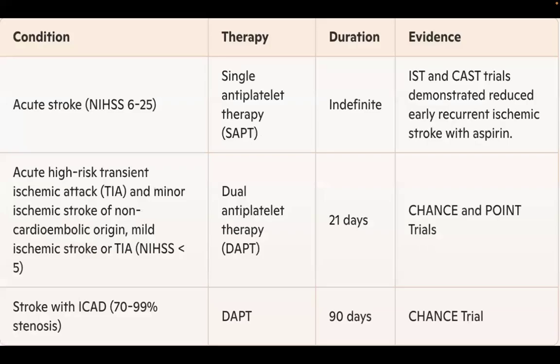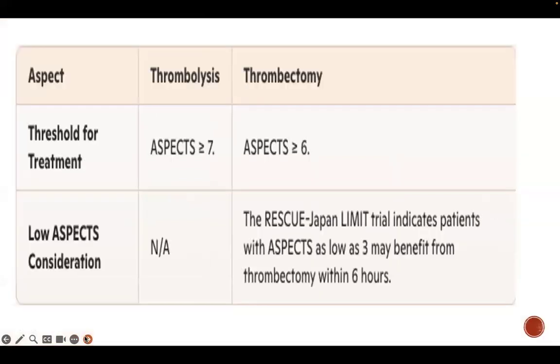Stroke prophylaxis is not recommended. I think we discussed this already. Dual antiplatelet in case of NIHSS less than 5 or TIA. In case of ICAD, if there's intracranial atherosclerotic disease, we would like to give DAPT. Actually, this is one more scenario where you would like to give DAPT. Okay. So I think we discussed thrombolysis and thrombectomy also.